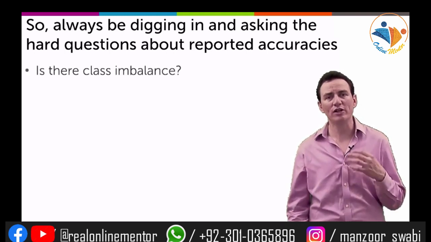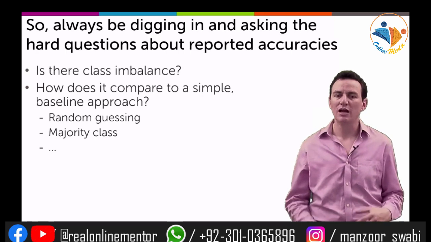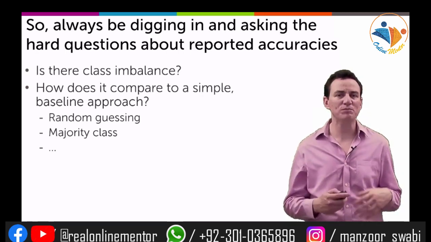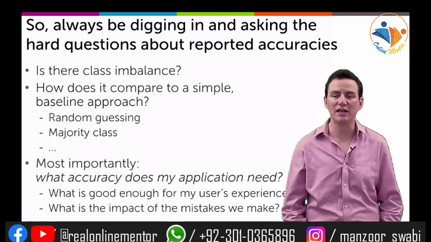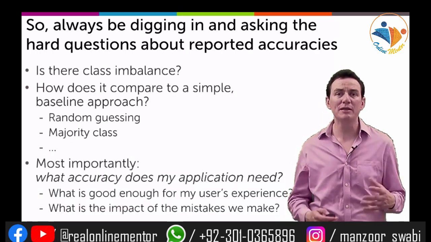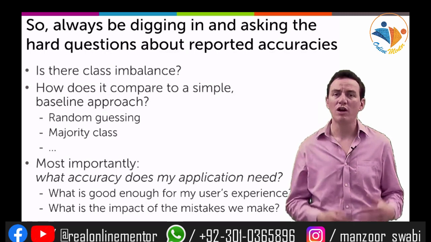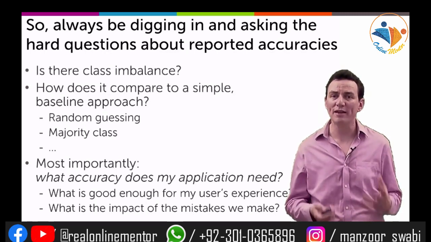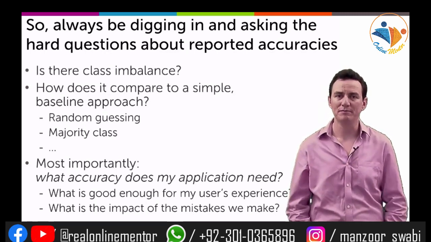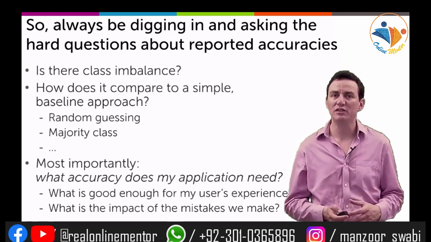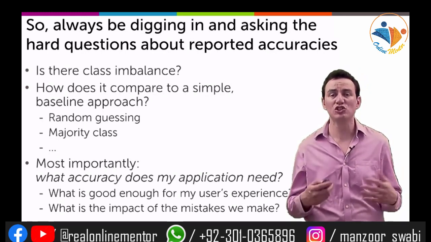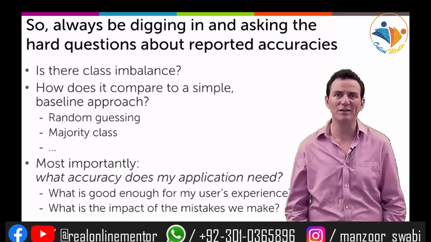So ask yourself questions like, is there a class imbalance? How do I compare against baseline approaches like random guessing, majority class, and really fancier things than that? And most importantly, think about your application and ask yourself, what is a good enough accuracy to make my users really happy? So in spam filtering, if your accuracy is not that good, then there will be important messages going to the spam folder, and that could be a really bad thing.